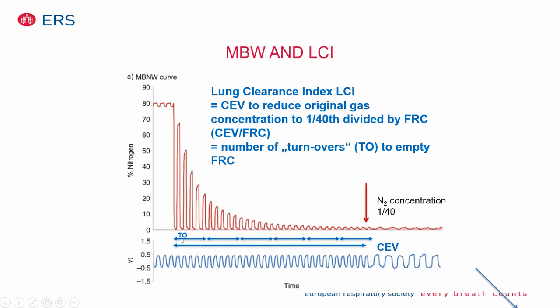For a normal subject, it will take about 7 times the lung volume until it's completely washed out. And if there is disease, it will take longer. So the number of lung volume turnovers, the number of times the FRC has been tidally breathed, is similar to the lung clearance index.